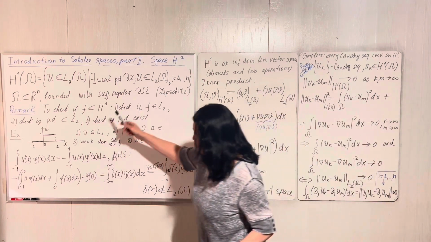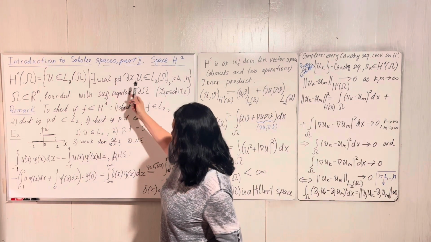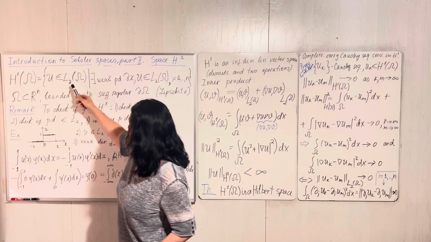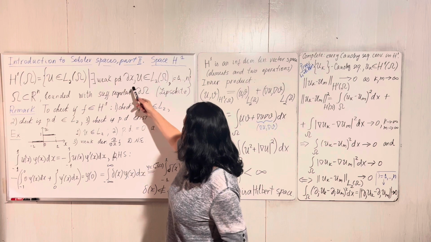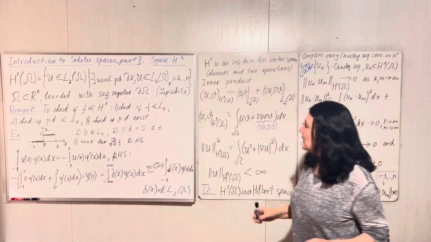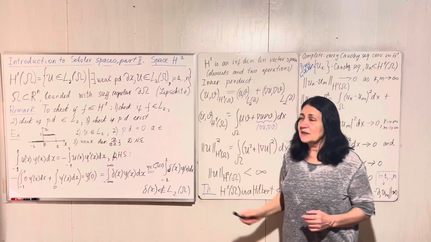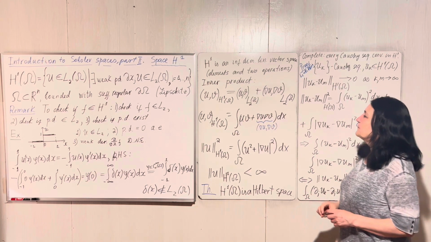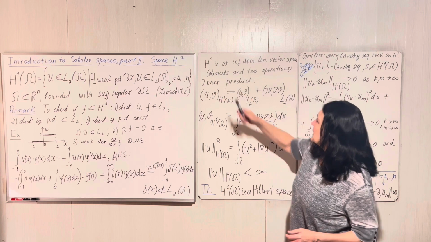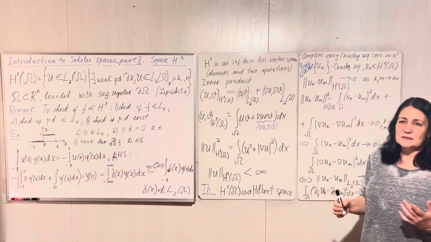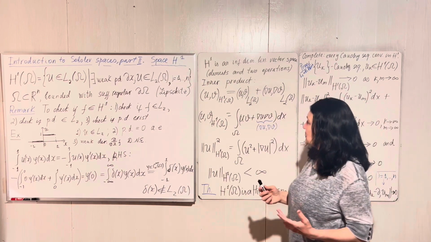So the Dirac delta function is not a function from L2. Okay, so this was an example illustrating the idea that we have to check that u is from L2, that the derivatives exist, and that they are also from L2. So this is a definition. So next, H1 is also an infinite dimensional linear vector space.